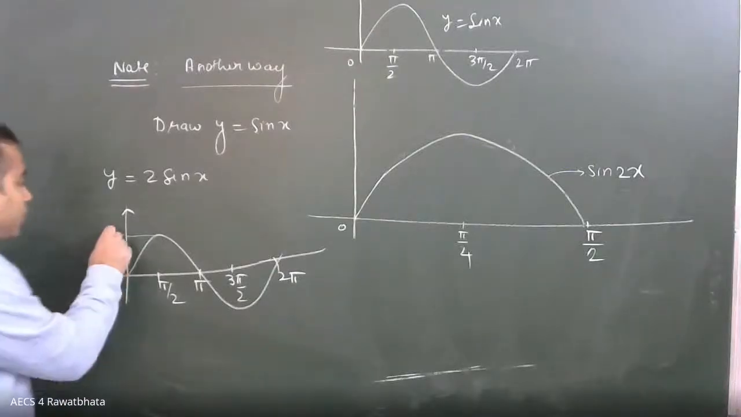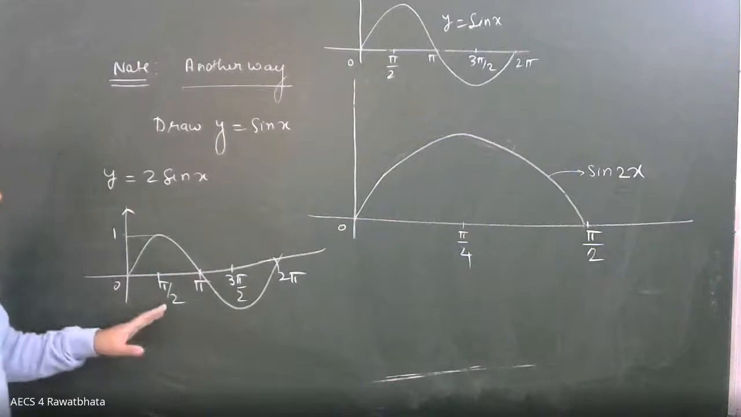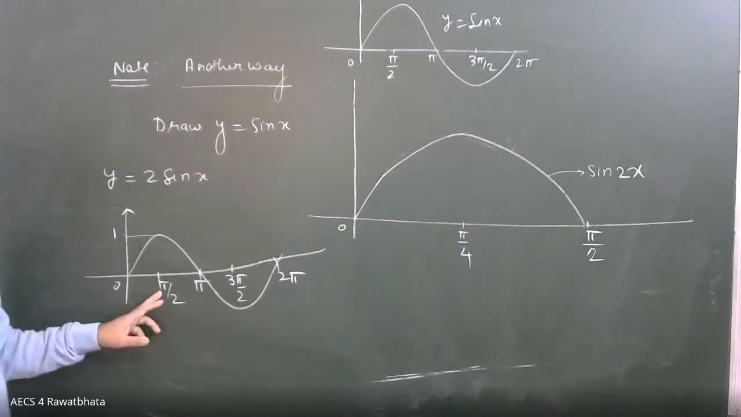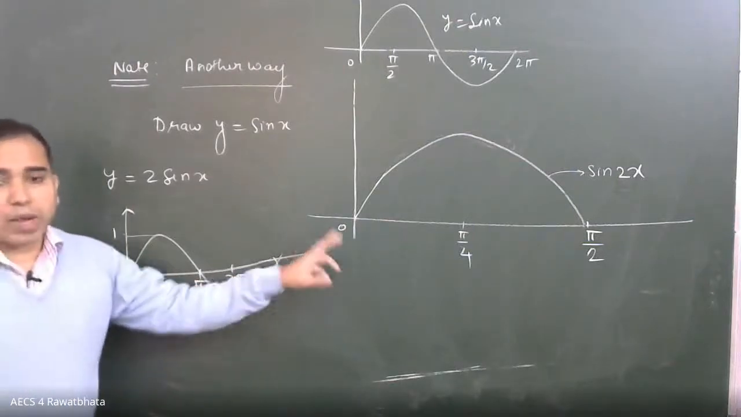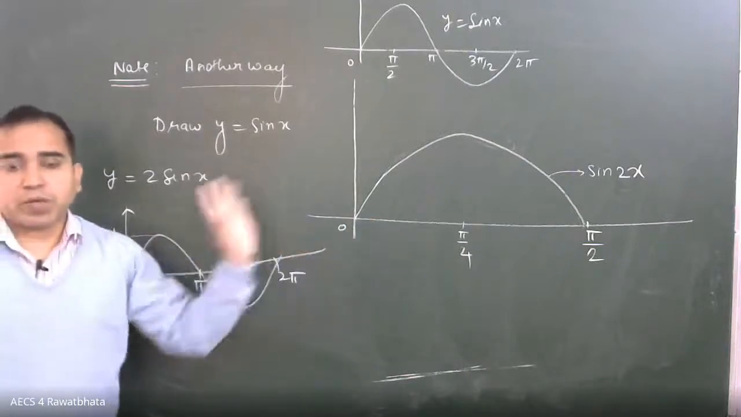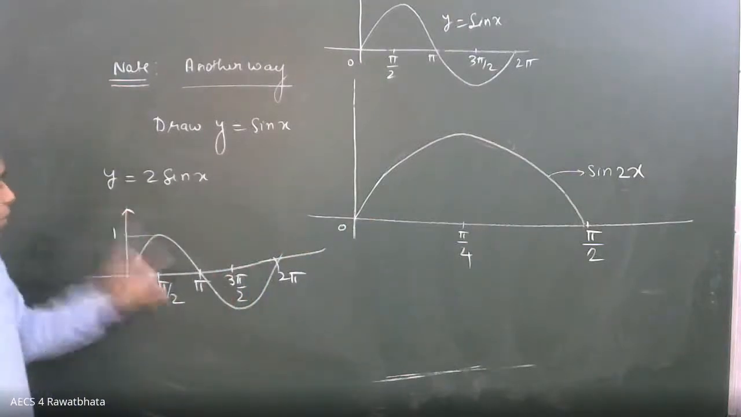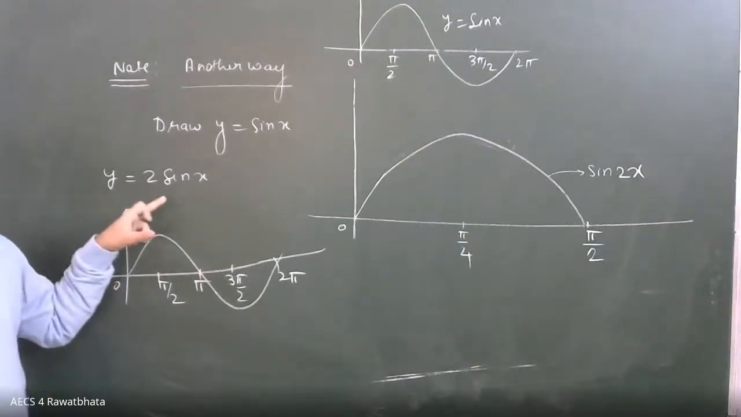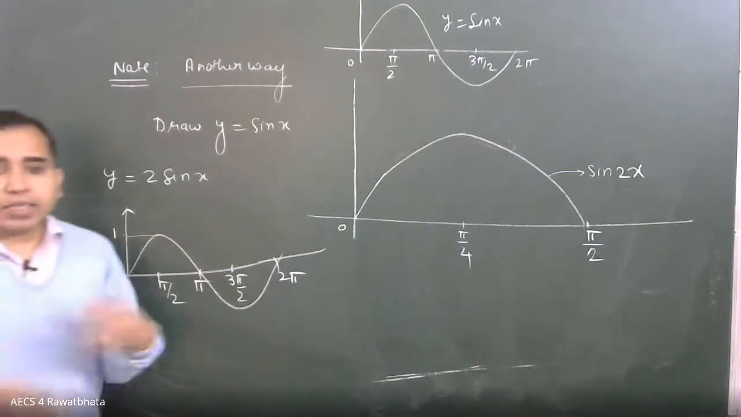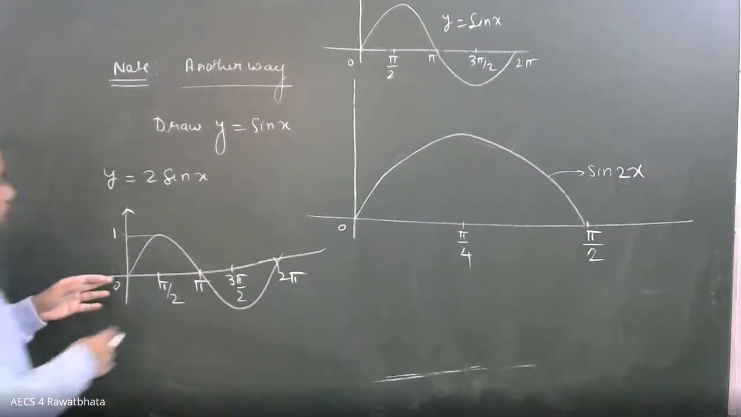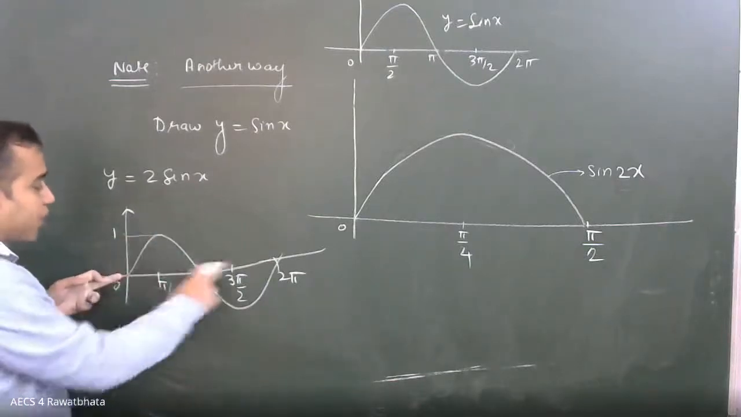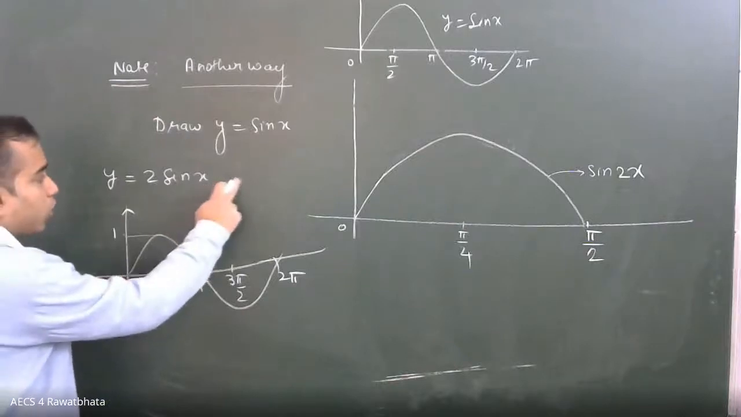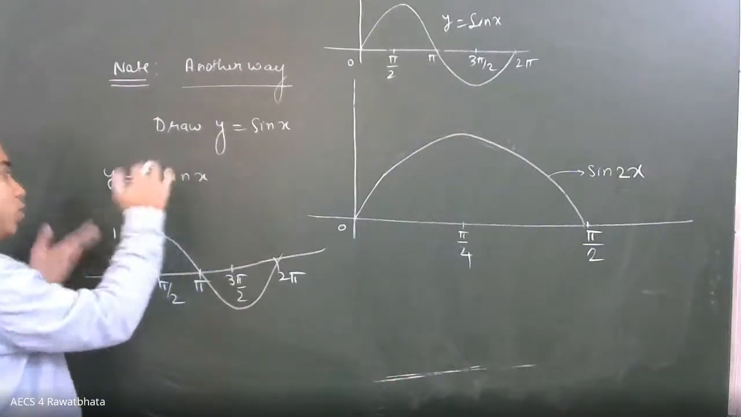The maximum value of sin is 1. You get it at pi by 2, then 2 pi plus pi by 2, 4 pi plus pi by 2, etc. This is the sin x curve, y equal to sin x. When I have to draw y equal to 2 sin x, the only difference will be that the solutions remain the same. Wherever we solve by setting it equal to 0, what comes for sin x will come for 2 sin x.